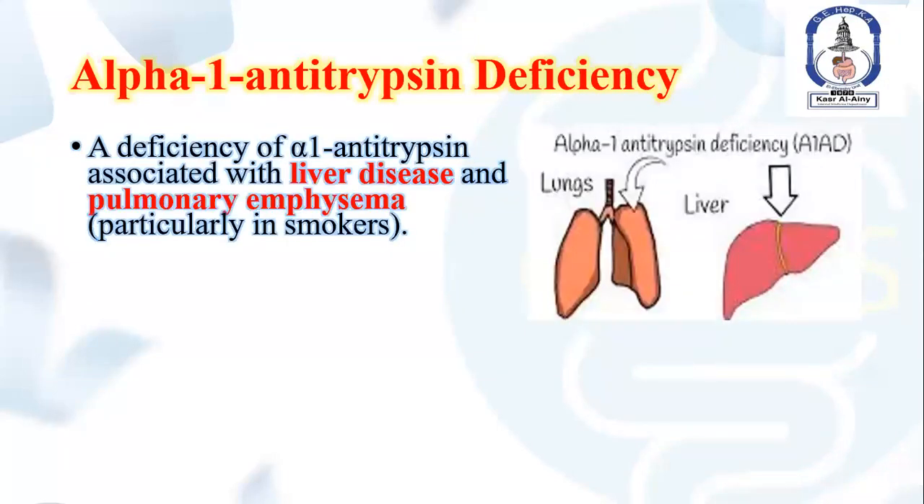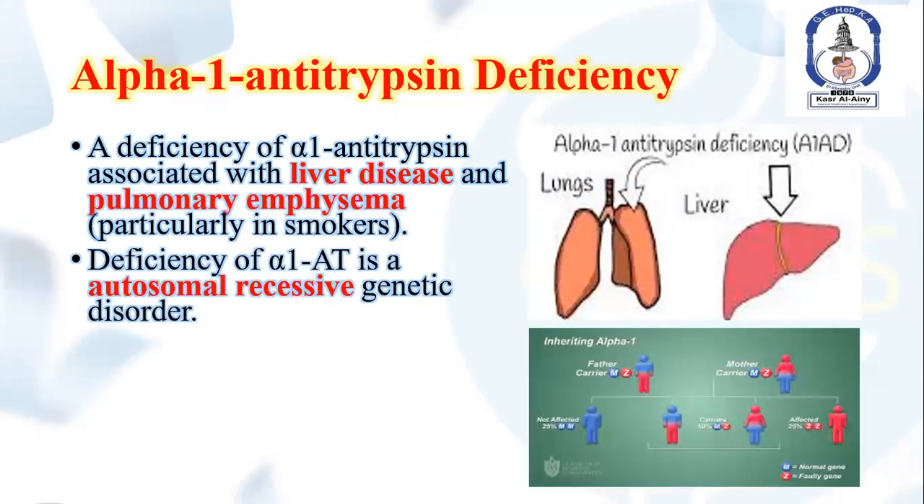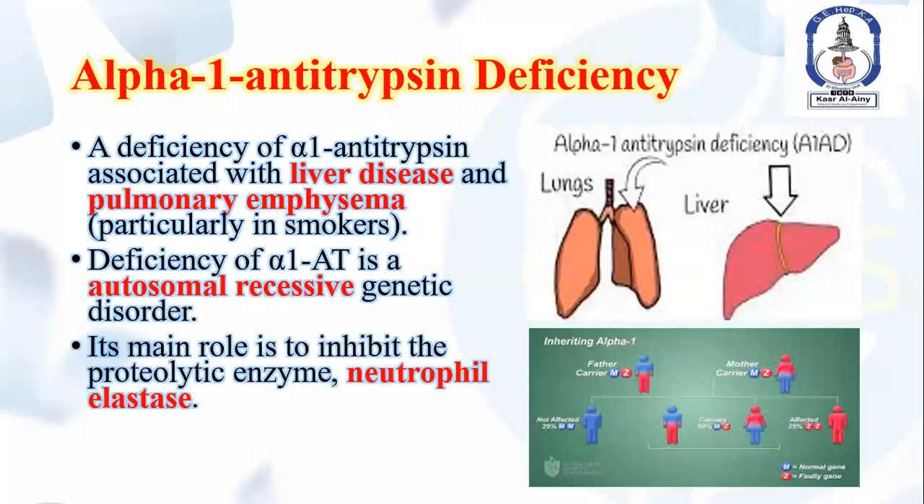The second disease is alpha-1-antitrypsin deficiency. It is due to deficiency of alpha-1-antitrypsin. And we know that this causes disease not only in the liver, but also in the lungs, particularly in smokers. Alpha-1-antitrypsin deficiency is one of the causes of pulmonary emphysema and chronic obstructive pulmonary disease. It is also autosomal recessive in inheritance, similar to hereditary hemochromatosis.